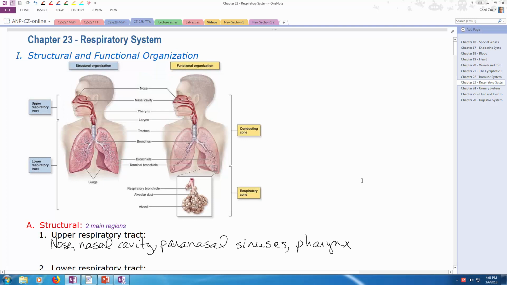So we are having an exam at the end of the week next week, so we've got to get a lot of material covered. So this chapter will be done this week, and we'll be starting on renal at the end of this week.